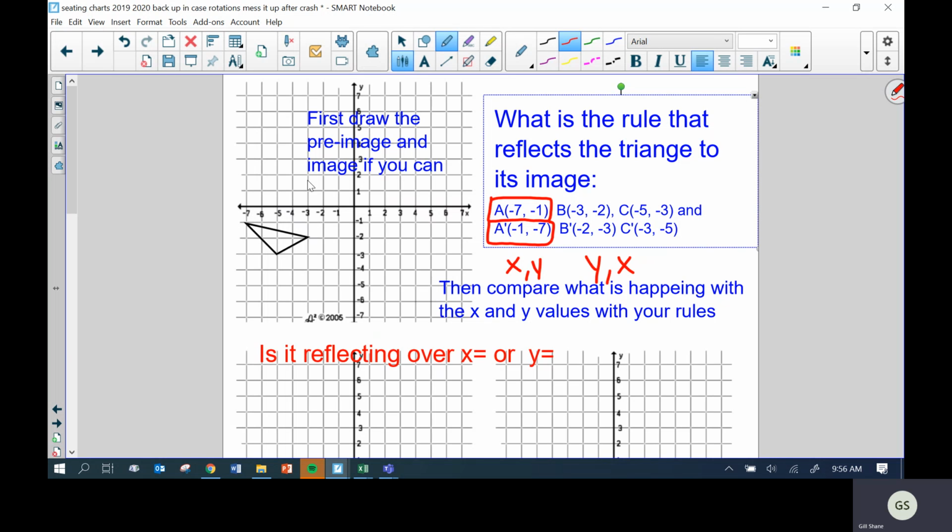So they just simply flipped the order. They did not change the sign, which means you're looking for this right here: no negatives, and just changing the X and the Y. So write down what you think the rule is. The rules are the far left part of that table. It says reflections right here. What is the rule that reflects the triangle to its image? We'll get to rotations in a second.